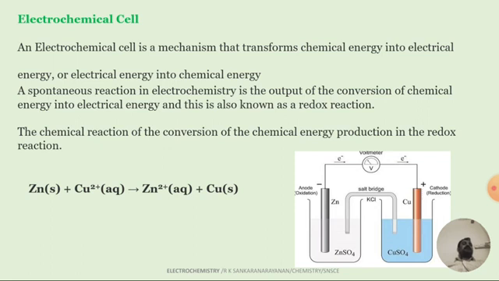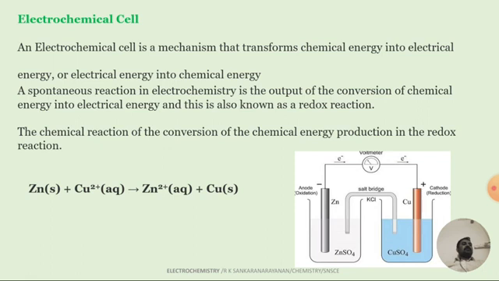Just think about zinc as a solid and copper 2 plus in the aqueous solution. Zinc gets oxidized to zinc 2 plus, and copper is reduced. Here we have zinc sulfate solution and copper sulfate solution, and potassium chloride is the salt bridge. Zinc acts as the anode and copper acts as the cathode.